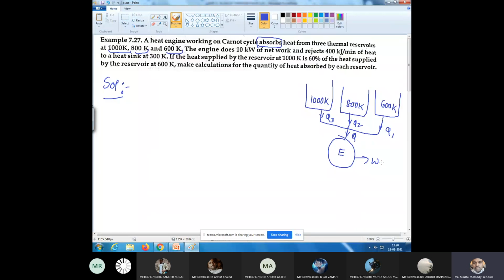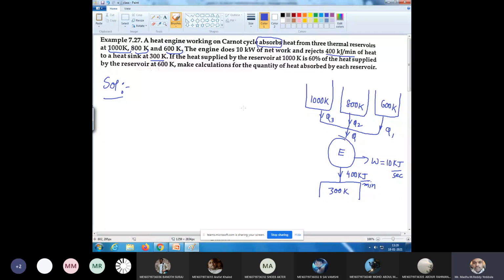W is equal to 10 kilowatt. Kilowatt is nothing but kilojoules per second. And it rejects 400 kilojoules per minute of heat to a heat sink at 300 Kelvin. So it has only one sink, rejecting heat at the rate of 400 kilojoule per minute, and the sink temperature is 300 Kelvin.